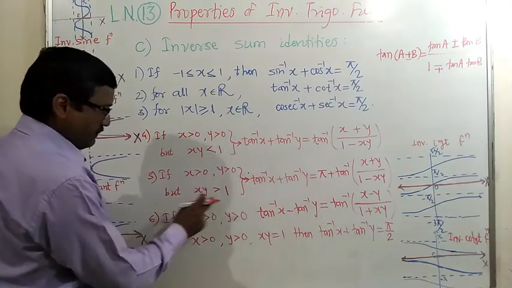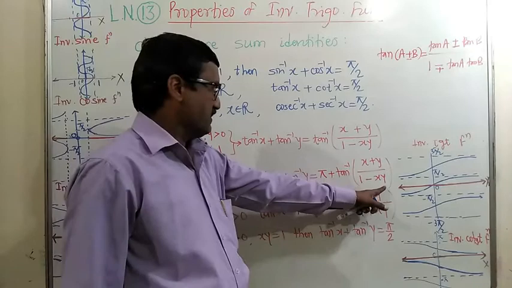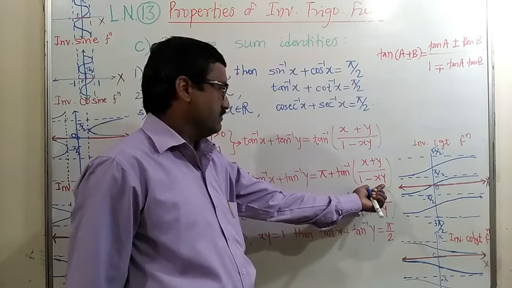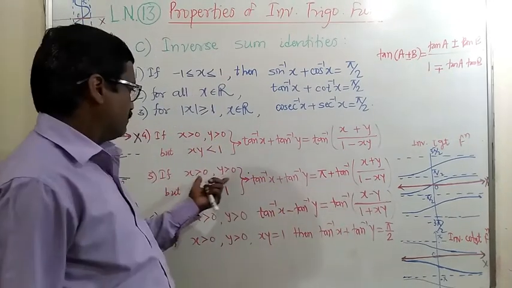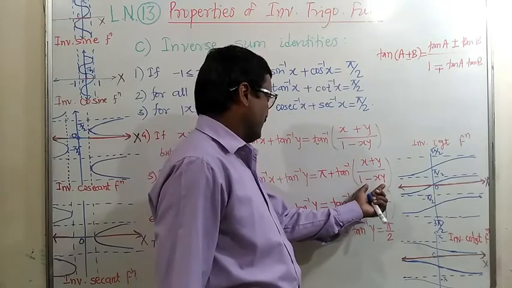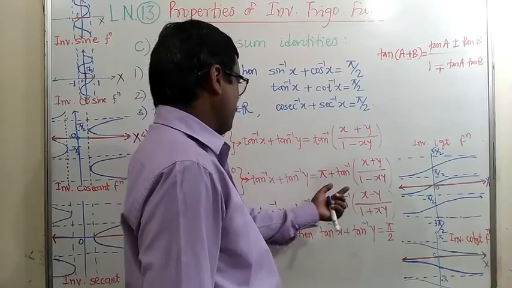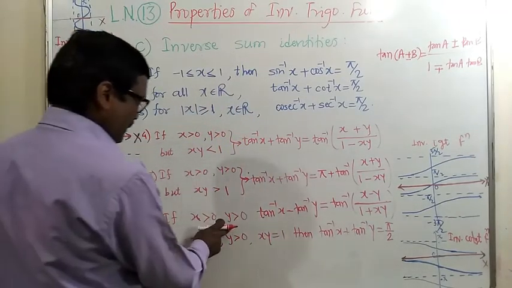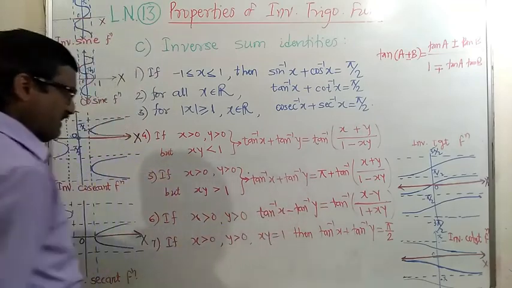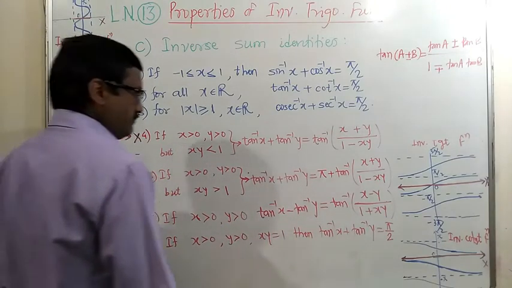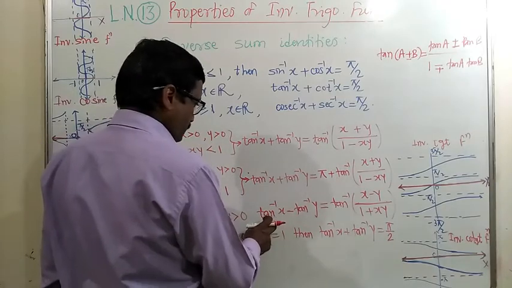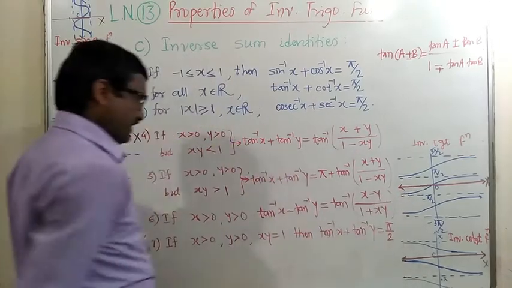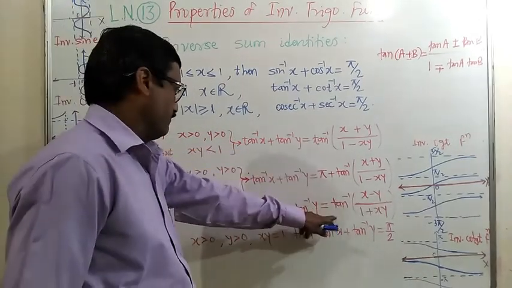But whenever xy is greater than 1, 1 minus a number greater than 1 will give us a negative number. As x and y are both positive, but in the denominator we get a negative sign. That's why this identity fails here, so we have to add pi to the right side. Similarly, if x and y are both positive and we are taking subtraction, then tan inverse x minus tan inverse y is equal to tan inverse of x minus y upon 1 plus xy. The similar formula we get here.